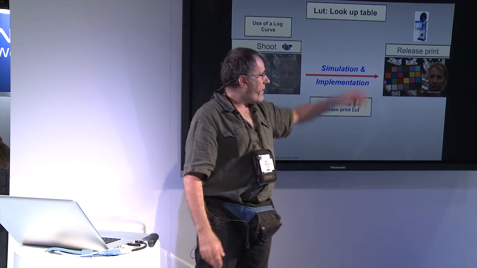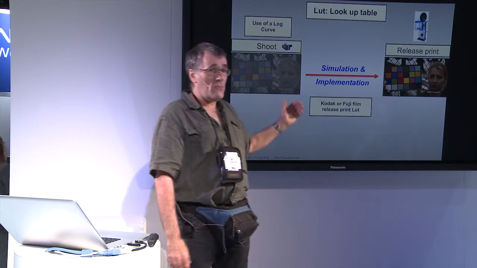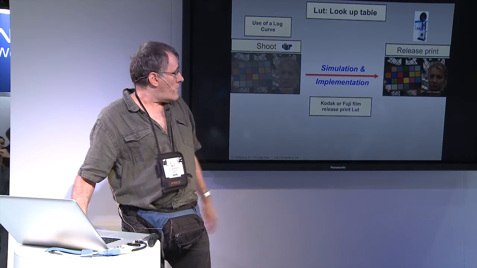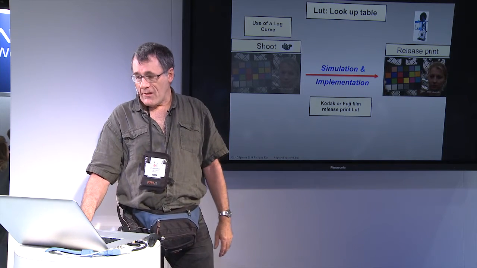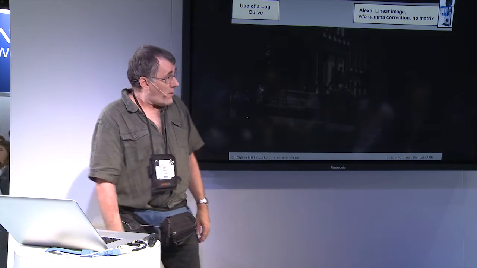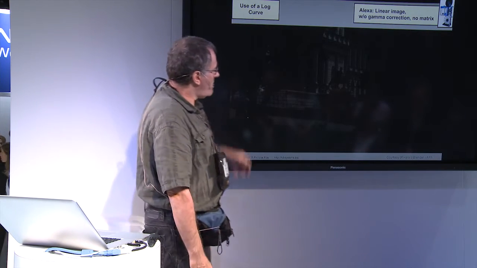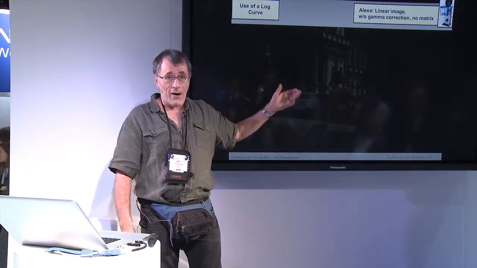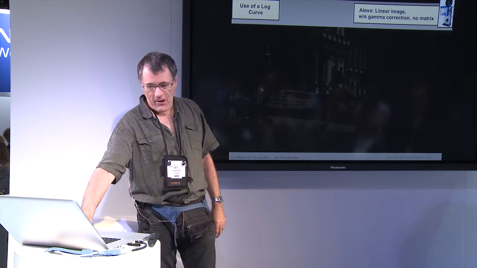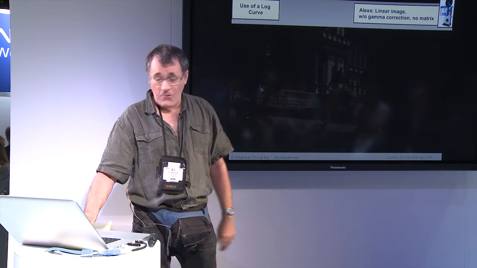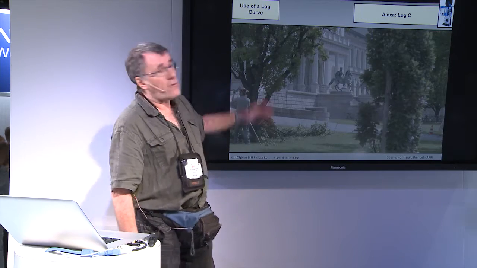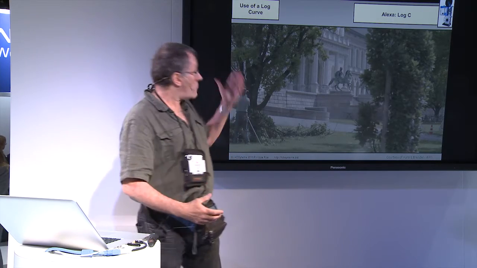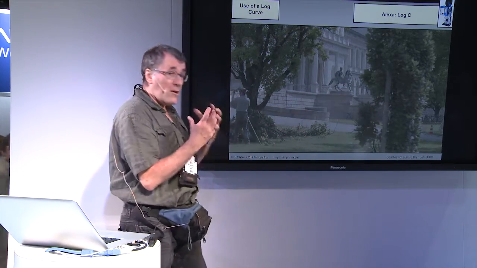And for example, if we baked in for the release print, it's a simulation on set, but it's implementation at the end. And of course, this is, for example, a Kodak or a Fujifilm release print LUT. If we're speaking, for example, about what happened in the Alexa, this is an image shot by the Alexa in full day at noon, okay? This is a linear image, and it's not really sexy to see, once again. And this is a result with the Alexa. So, of course, there is a way to transform the linear signal to the log C. And this is the beginning of the story.